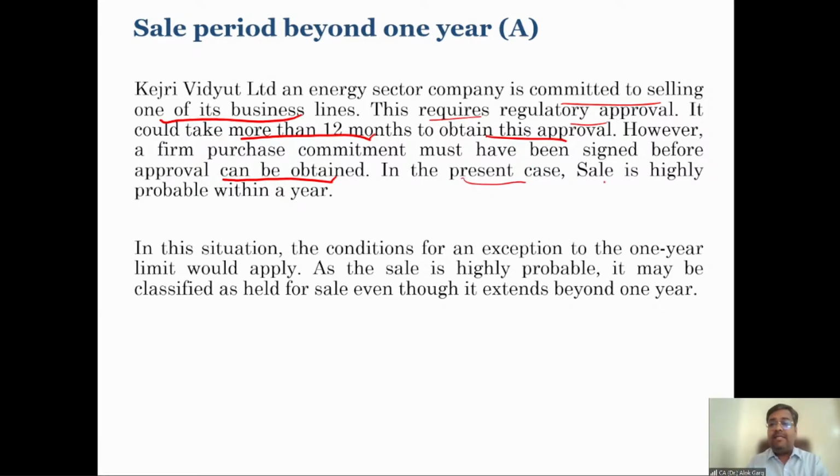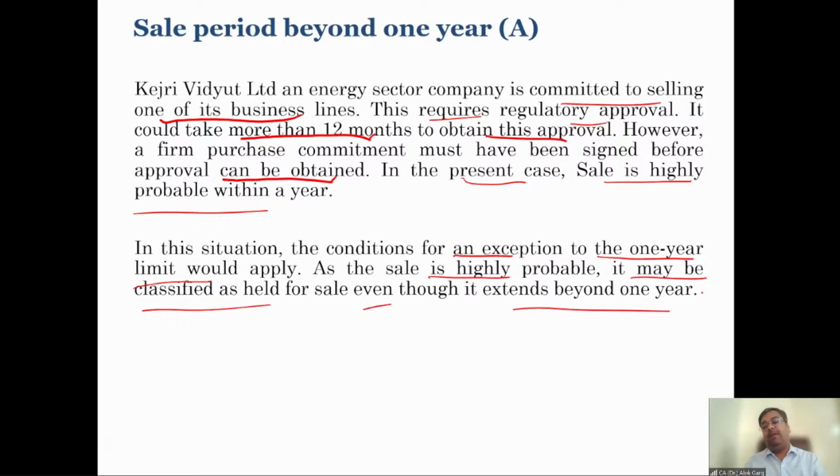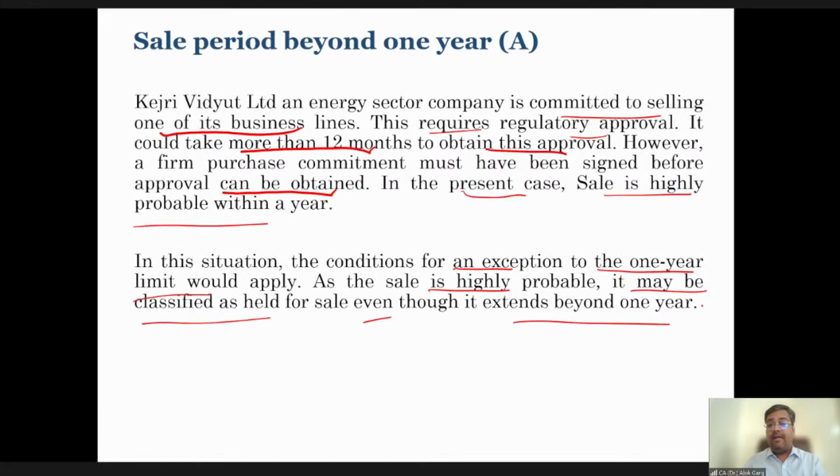In the present case, sale is highly probable within a year, right? So in this case, sale is highly probable within a year. It could take more than 1 year, right? In this situation, the condition for an exception to the 1 year limit would apply. As the sale is highly probable, it may be classified as held for sale, even though it extends beyond 1 year. Even though due to the approval, it extends beyond 1 year, right?